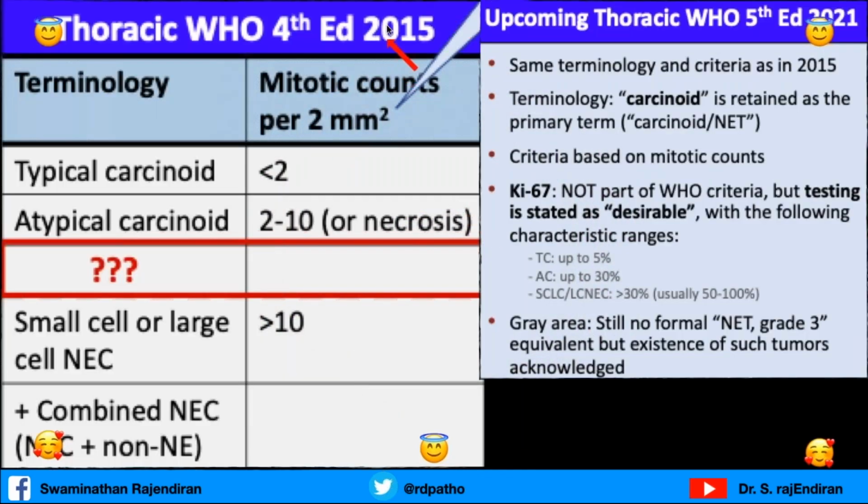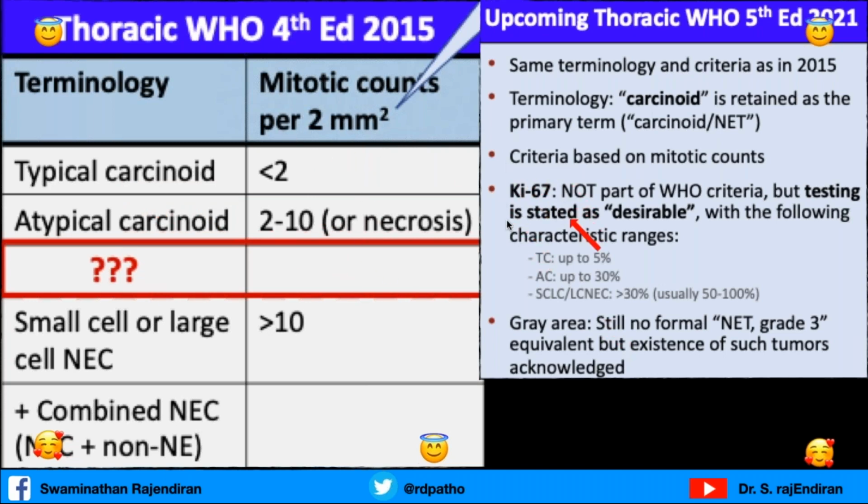This is the 2015 classification: typical carcinoid, atypical carcinoid, small cell or large cell neuroendocrine tumor, and combined tumor. See, in other organs, we are getting carcinoid, neuroendocrine tumor itself, grade 1 carcinoid, grade 2 atypical carcinoid, grade 3 high grade, and neuroendocrine carcinoma apart from grade 3. That pattern does not come in the lung.